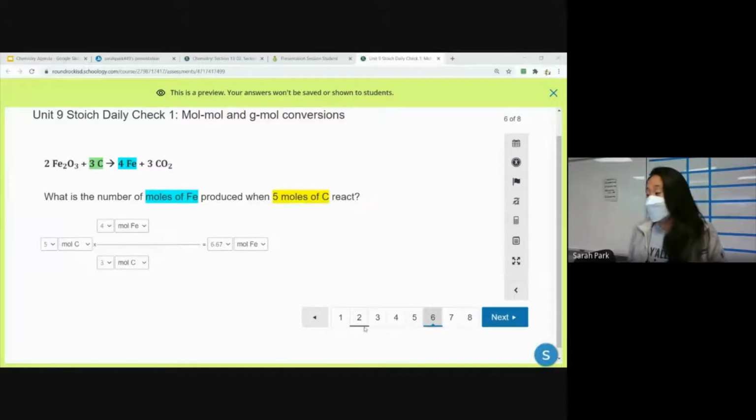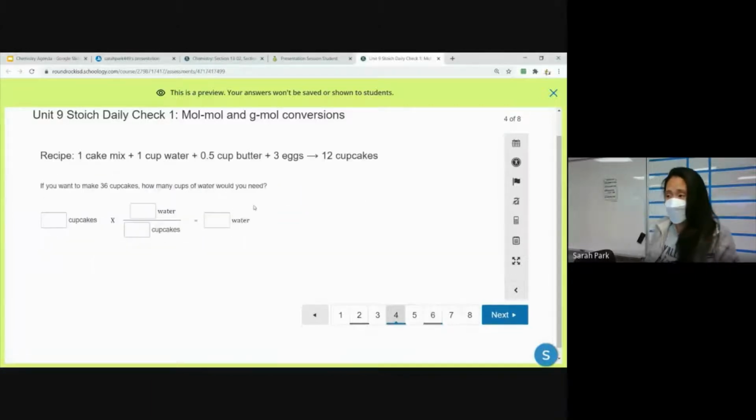All right, let me do number 4 really quick. This is a really simple one, so y'all should be able to answer this quickly. I did this with my class last time, but let me just jump onto this. This is a cupcake question, so pretty easy. The question is, if you want to make 36 cupcakes, how many cups of water do you need?